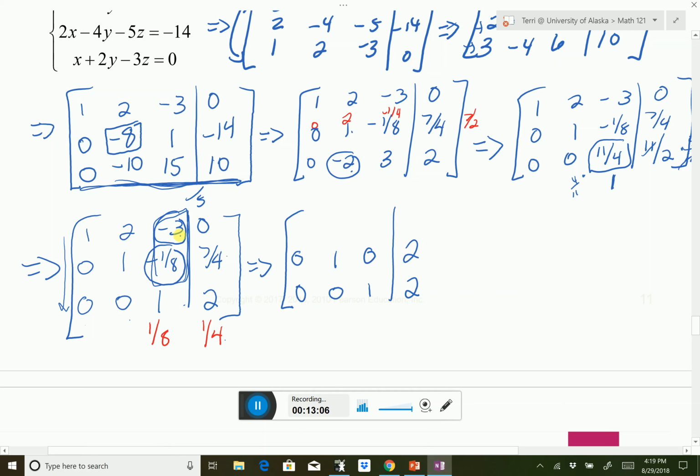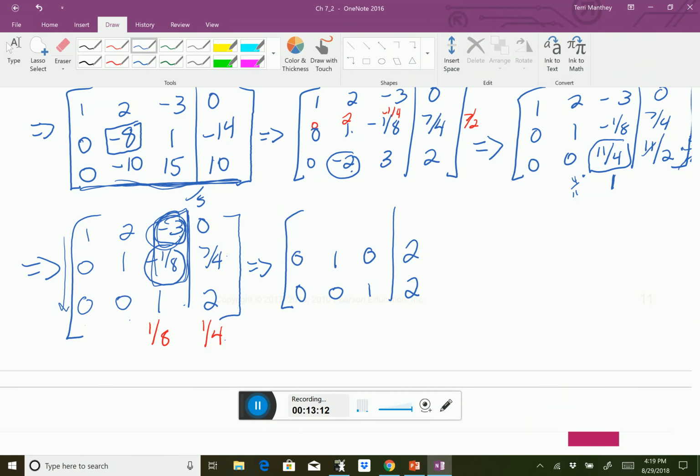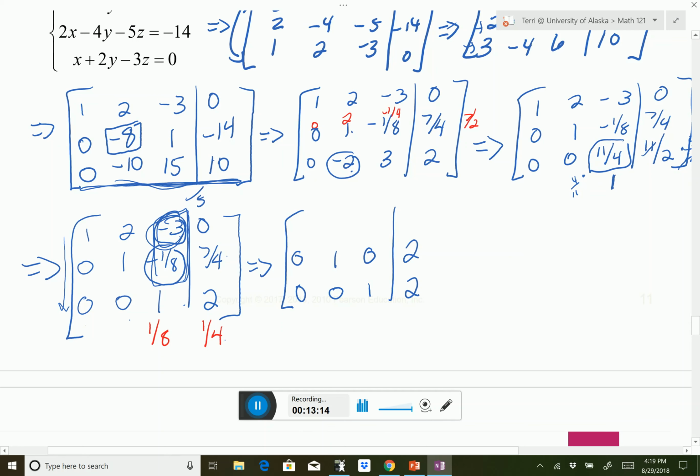Now what about this one? I want to make this guy into a 0 now also. So I need to multiply by 3. So 1 times 3, 2 times 3. So we have 3 plus 3. Let's leave these the same. They won't change. 3 plus negative 3 is 0. 6 plus 0 is 6.